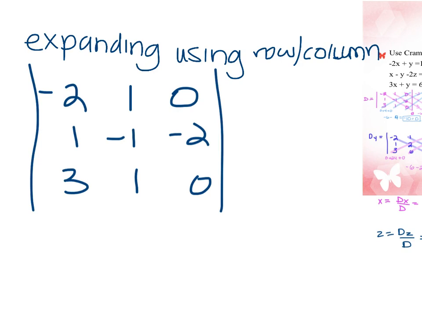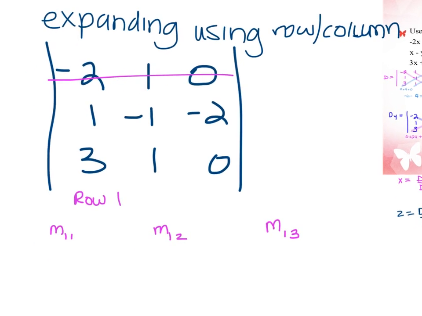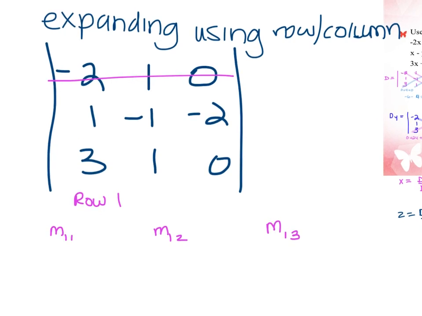So if I want to cancel out row 1, let's say, this is called expanding using row 1. Then that's the row I'm going to find all of the minors of. So I'm going to find the minor of row 1, column 1, row 1, column 2, and row 1, column 3. How do I find the minor of row 1, column 1? Cancel out the row and the column that it's in, right? So I would cancel through these and find the determinant of what's left. Negative 1, negative 2, 1, and 0.